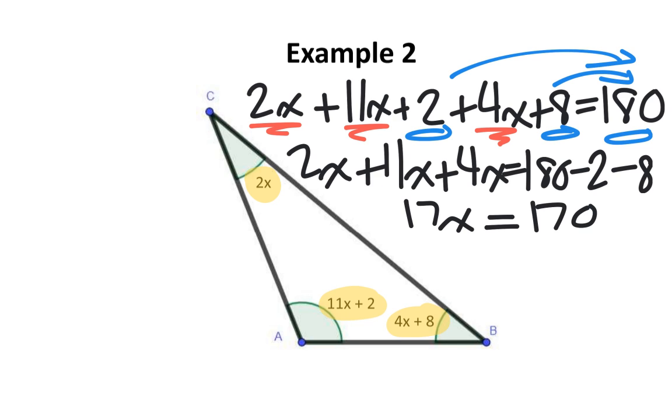We can now solve this equation by dividing both sides by 17. These 17s cancel out, and 170 divided by 17 equals 10.